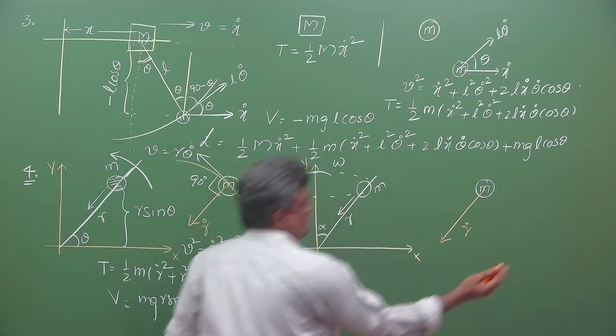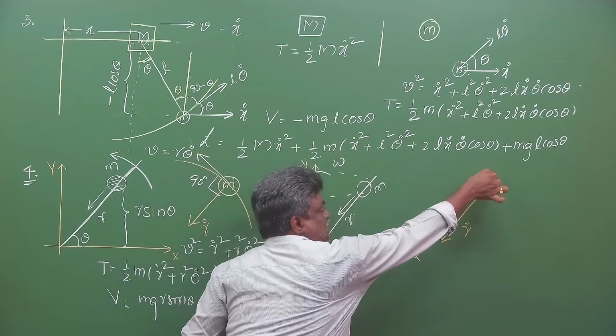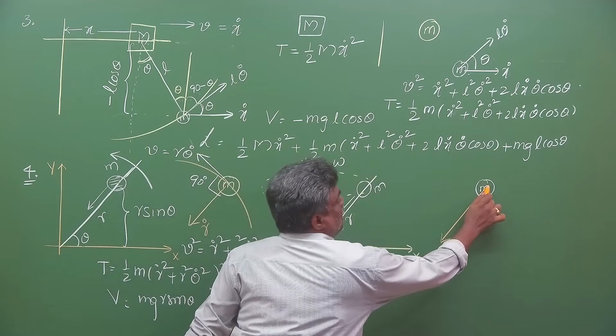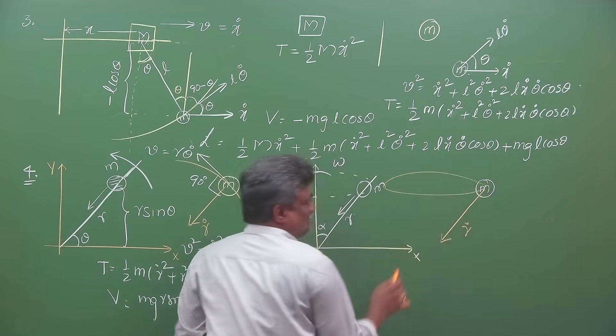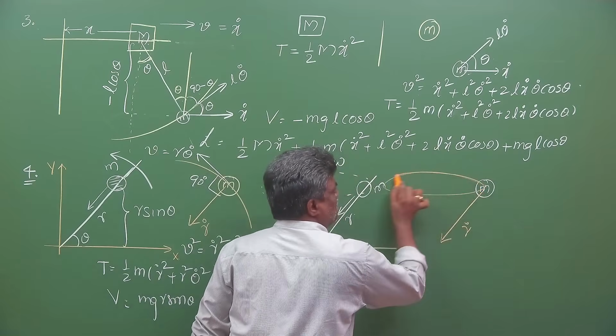See, maybe if you are facing trouble. Amma, listen. This is the m sliding like that. That's why I have taken r dot. Now this m is moving in a circular path or not? Yes, this is the circle. See, m is moving like this. Just I have drawn a circle like this.